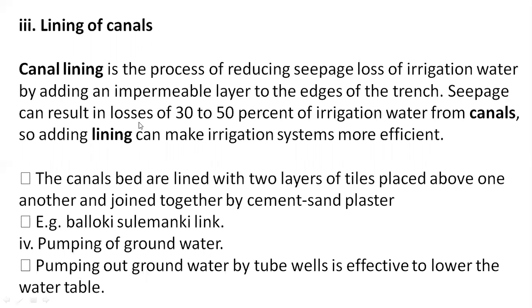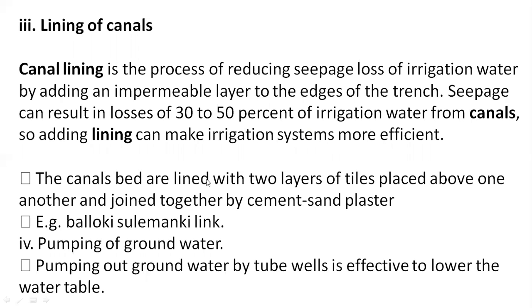And seepage can result in the losses of 30 to 50% of irrigation water from canals. The thing is that, firstly, it is important to reduce the amount of water logging. Secondly, it is also important to reduce the amount of water which is applied in the form of irrigation water to your crops. Okay, nearly 30 to 50% of the irrigation water is lost by seepage. So adding lining can make the irrigation system more efficient.